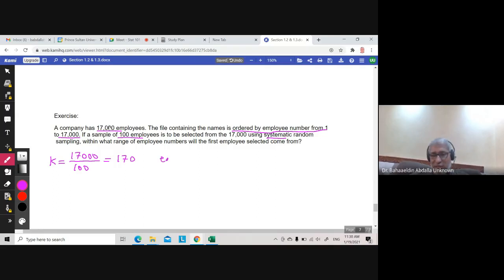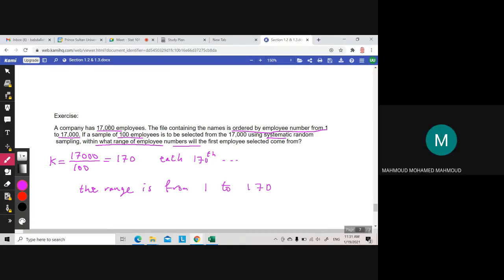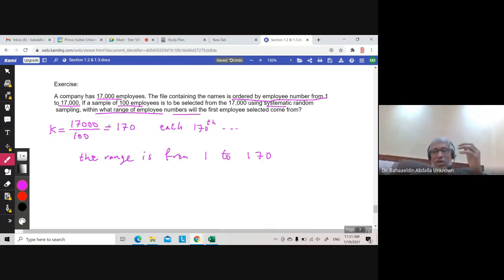So each 170th employee, we select one of them. What is the question? Within what range of employee numbers will the first employee selected come from? I mean the first employee to select, and you are going to select 100. The first one from which range? The range is 170. The range is from employee 1 to 170. So we can choose employee number 1 or 2 or 3 up to 170.